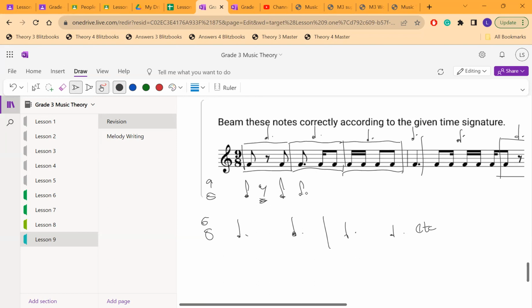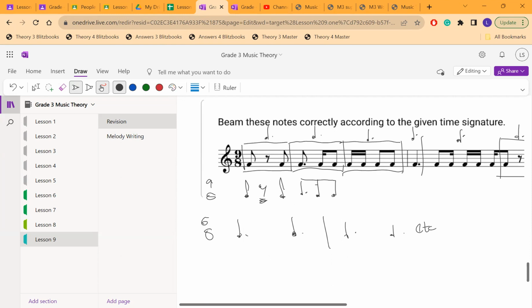With this one, and with this one, you do it like this. That's worth a dotted crotchet, so that has to be beamed altogether. That's the only logic behind it.